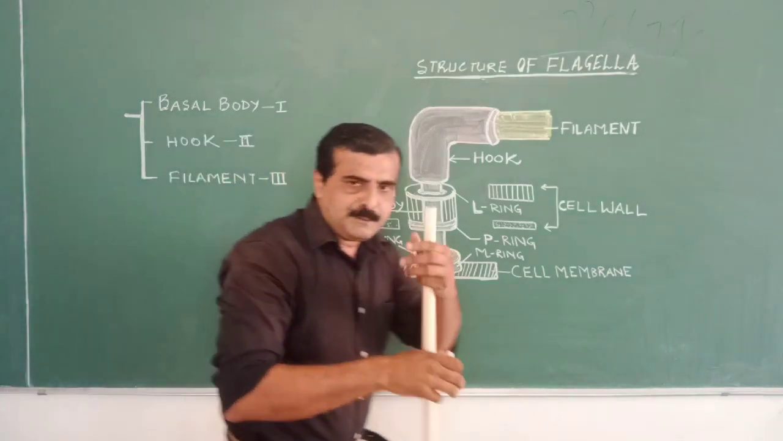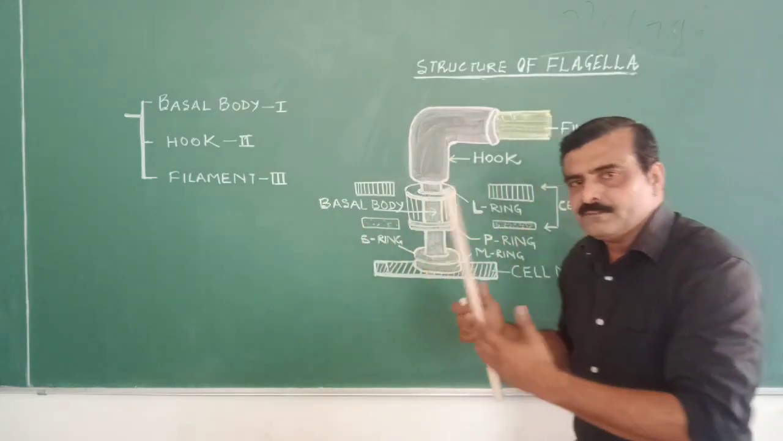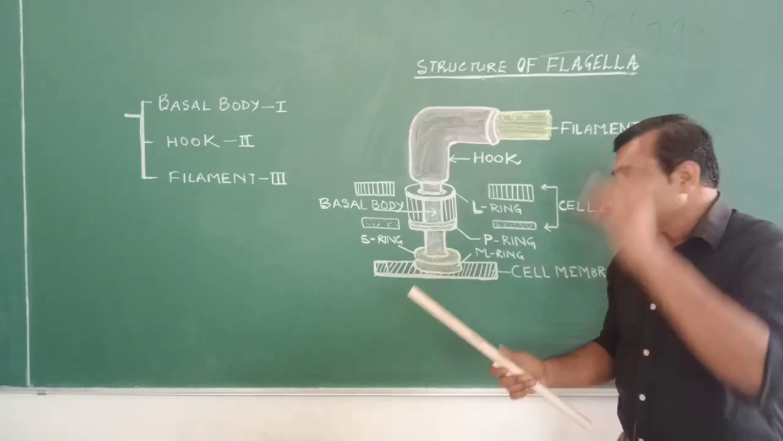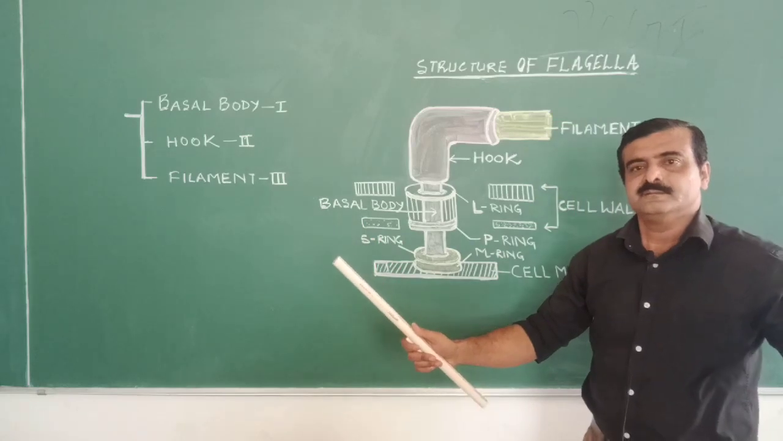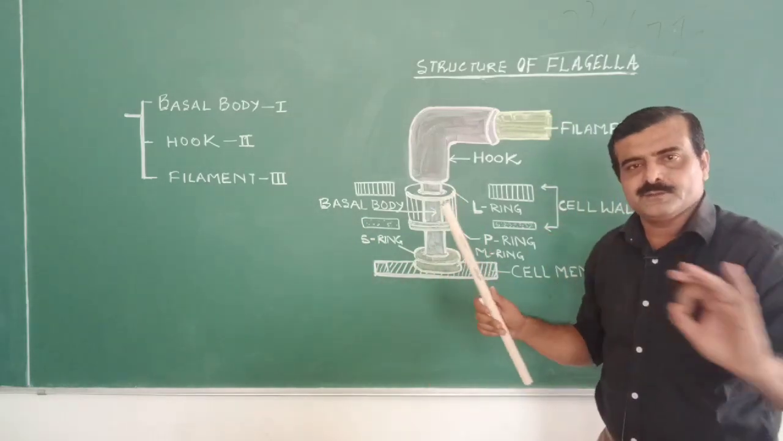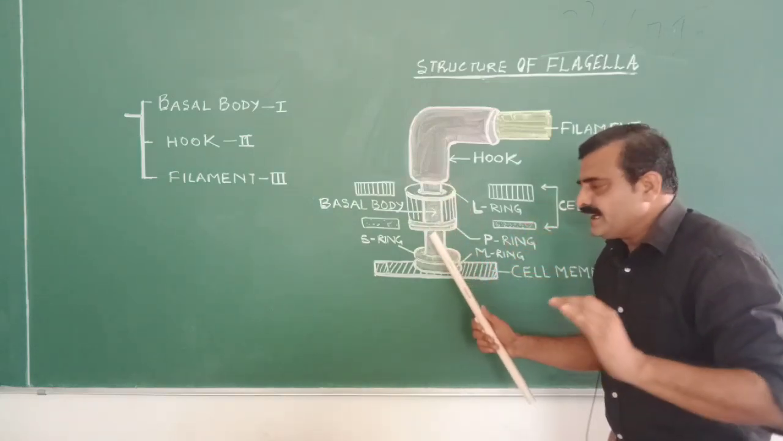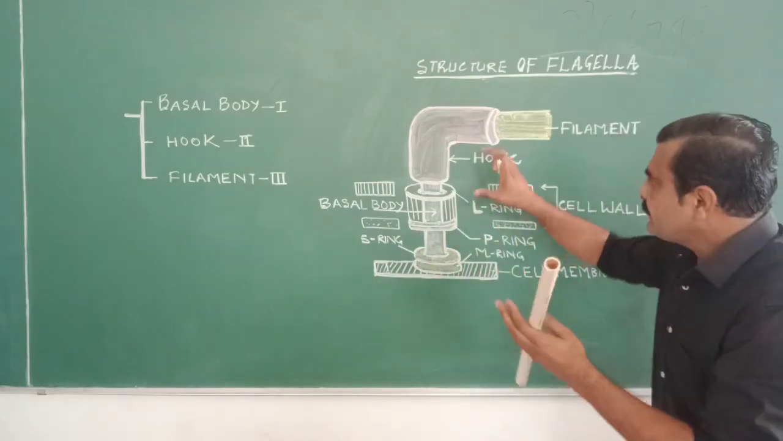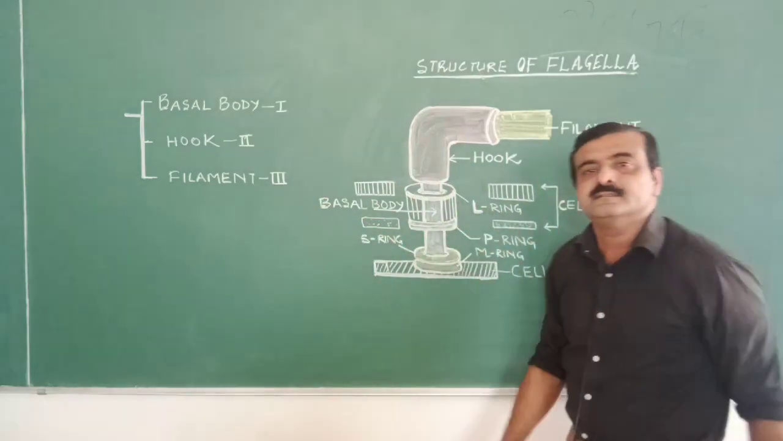The first important NEET question: what is the function of hook? The first option, it connects filament to basal body? No. It connects outer ring? No. It connects inner and outer ring? No. The right answer is this hook connects the basal body to the filament.